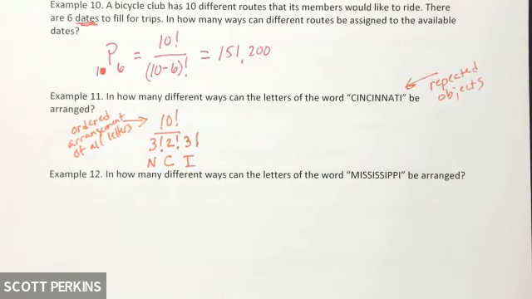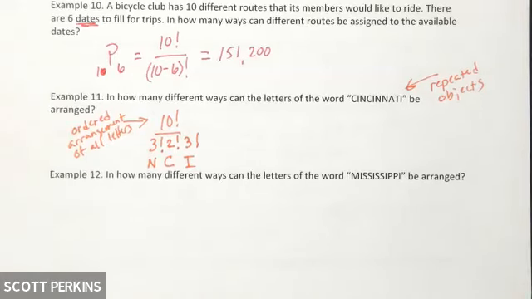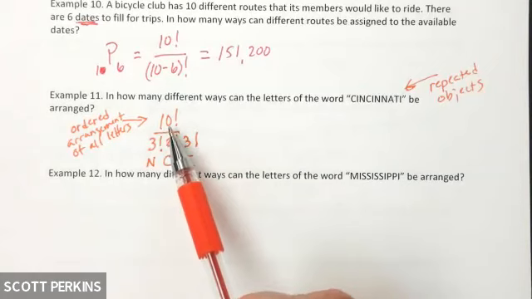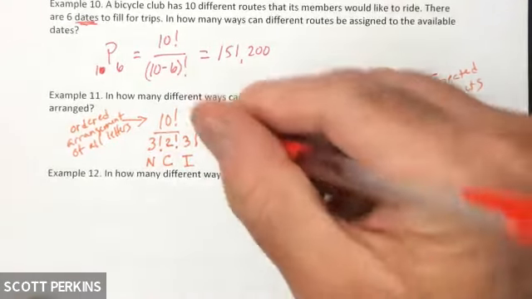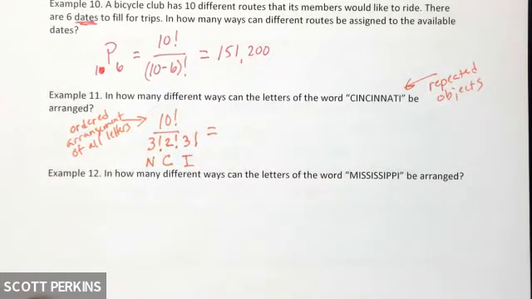Now this, unless you have a calculator that is specifically attuned to probability and statistics, you probably don't have a calculator that's going to do this. What you can do is calculate 10 factorial and then divide by 3 factorial. But what I'm going to do is show you the brute force method.